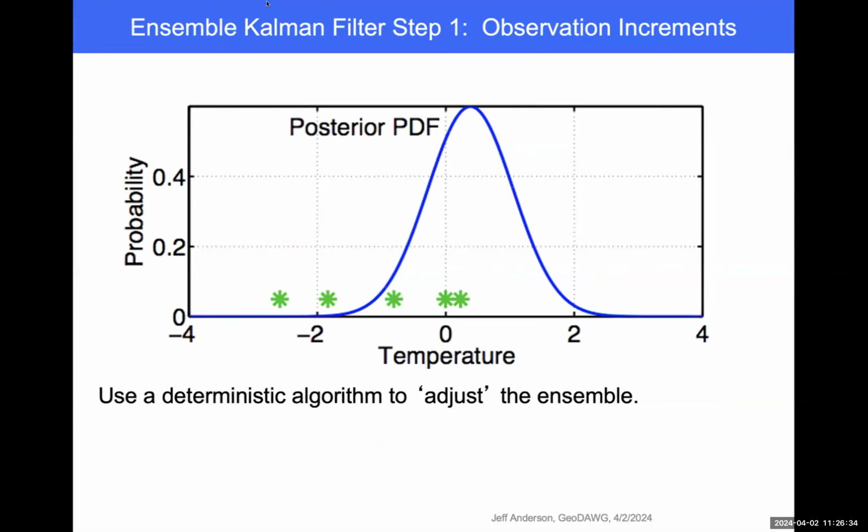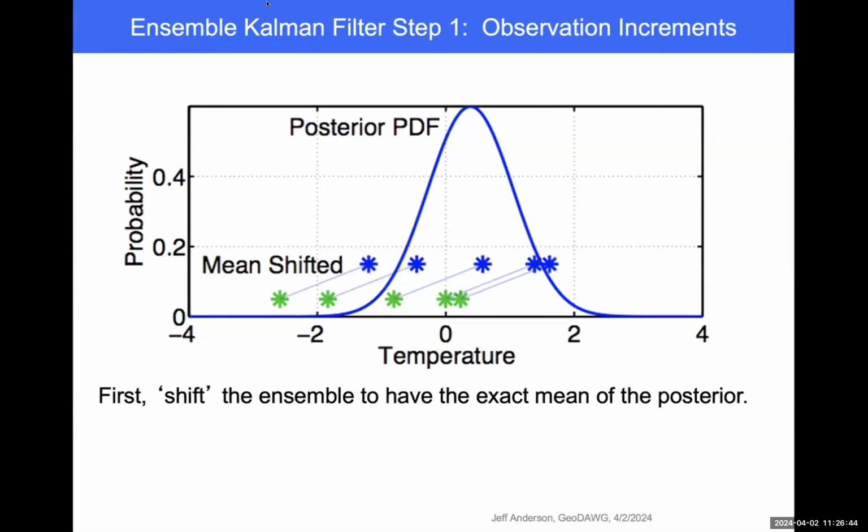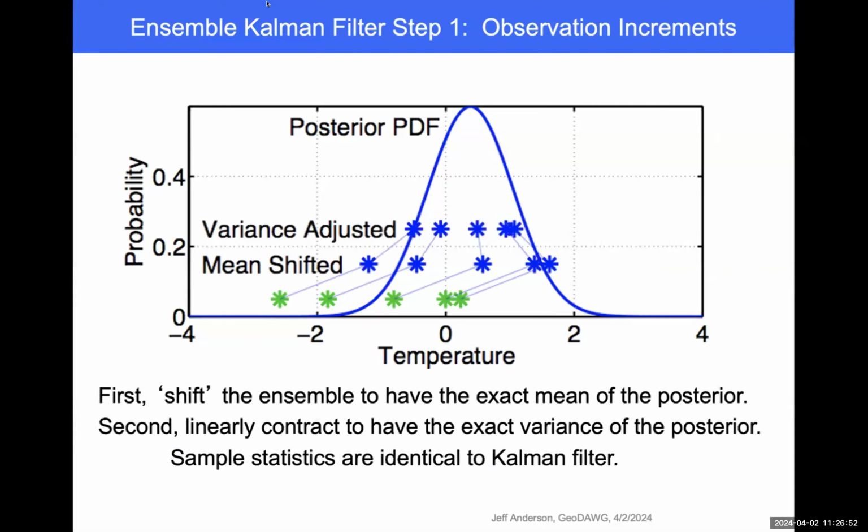And now I have to find a posterior ensemble with 5 members that is consistent with that blue posterior distribution. And one way to do that is to first shift the 5 prior ensemble members so that their mean is exactly the mean of the posterior continuous PDF. And then I can linearly contract them around that mean so that they have the same sample standard deviation as that posterior PDF. And it turns out that doing this is exactly the same as getting the Kalman filter statistics again. And so for each one of the observed quantities y, we will do this process.